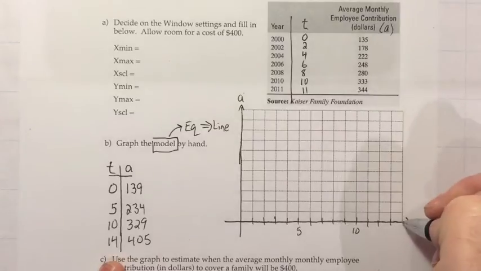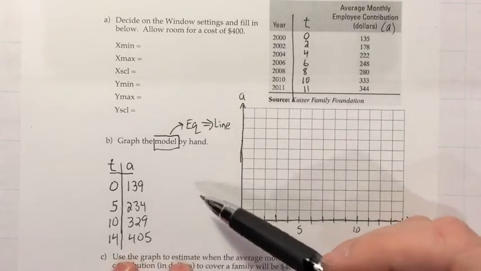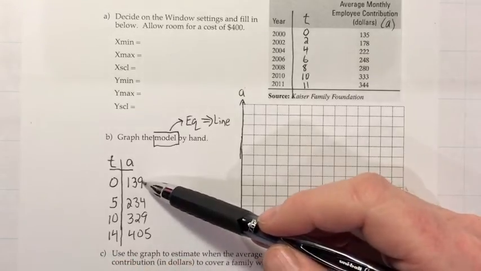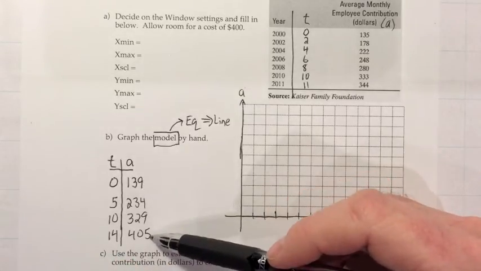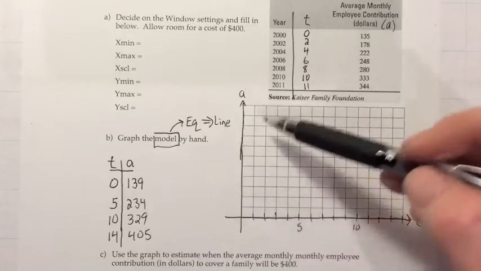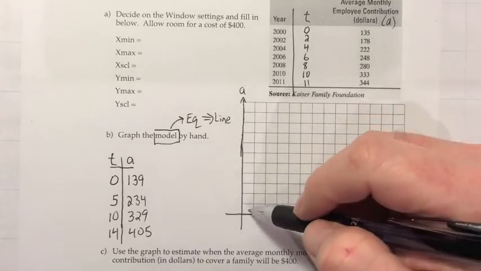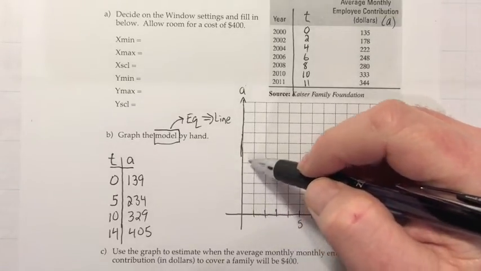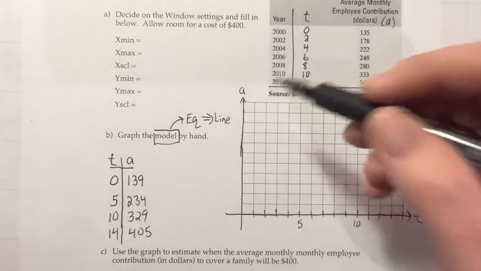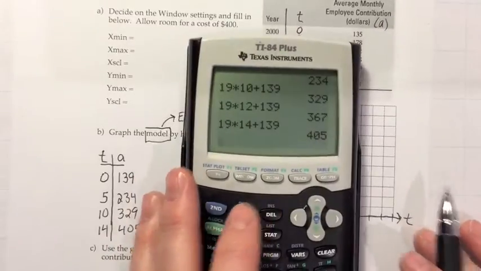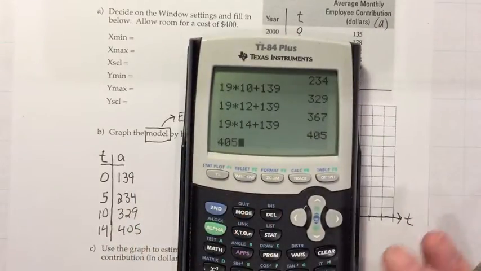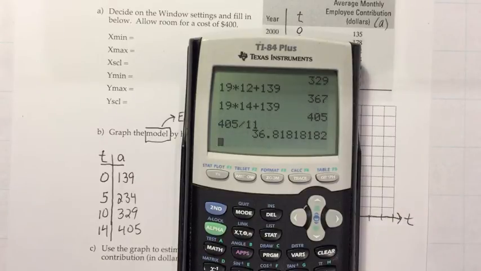And then our last notch will be 14. So we'll be able to do that. And then on the vertical, the minimum is closer to 0 than it is to the max of 405. So I'm going to take the max divided by the number of squares. I have 1, 2, 3, 4, 5, 6, 7, 8, 9, 10, 11 squares. So if I took 405 and divided it by 11 squares, I get 36.8.